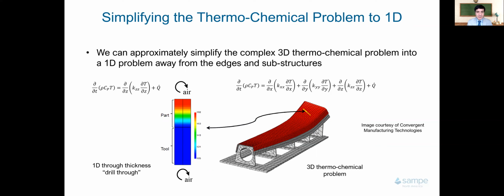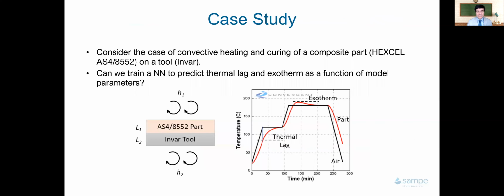For this specific problem, understanding the physics of the problem away from the edges of the tool, away from the substructure of the tool, you can approximately say this is a 1D problem. The heat just goes through the thickness of the part, through the thickness of the tool. It becomes approximately a 1D problem, which means that instead of looking at the actual complex problem, in some cases, to make it faster, we can just do 1D FE analysis, or as it's called, 1D through-thickness drill through, a part sitting on a tool. Let's get that concept and see how far we can go with that.